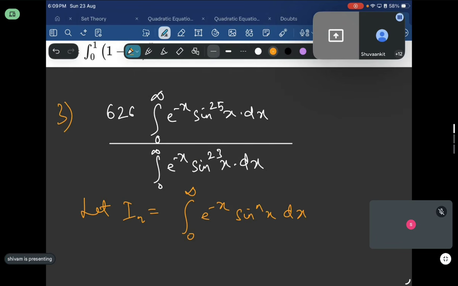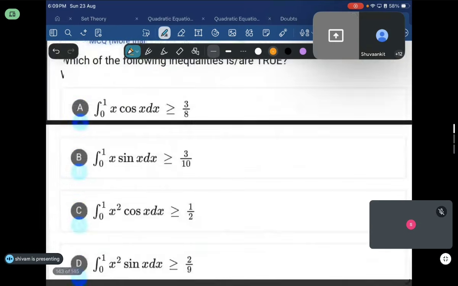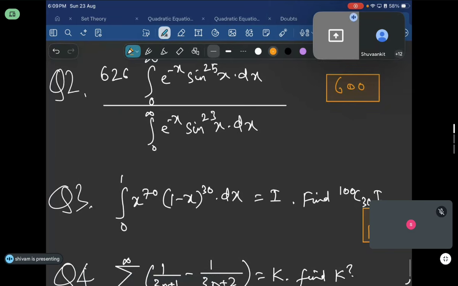Sir, I have a doubt on the third one. That x to the power 70. X power 70 is the third one. I have copied the wrong question. Oh, yes.